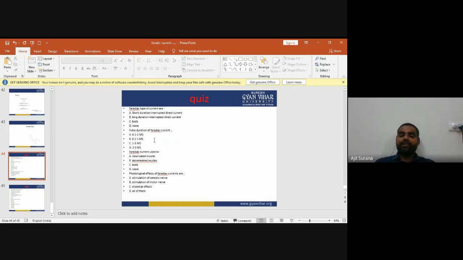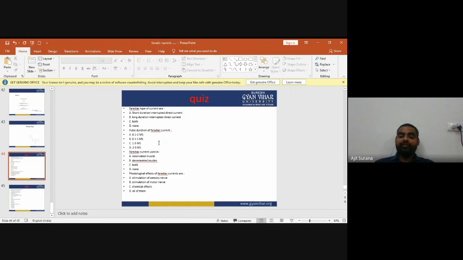Now, second question is the pulse duration of Faradic currents. Options are 0.1 to 2 ms, 0.1 to 1 ms, 1 to 3 ms, or 2 to 3 ms. Now the answer for the pulse duration of the Faradic currents is 0.1 to 1 ms.